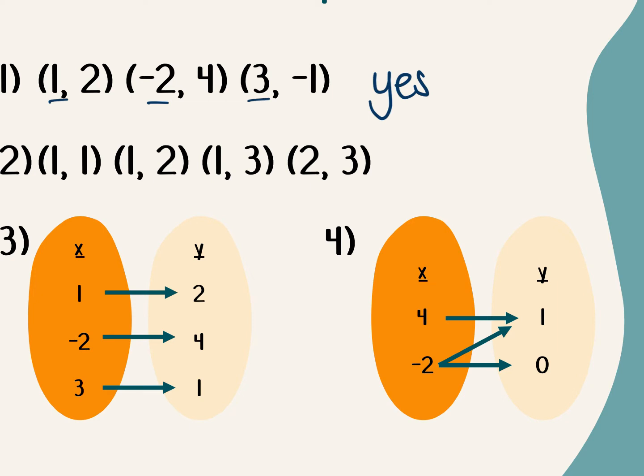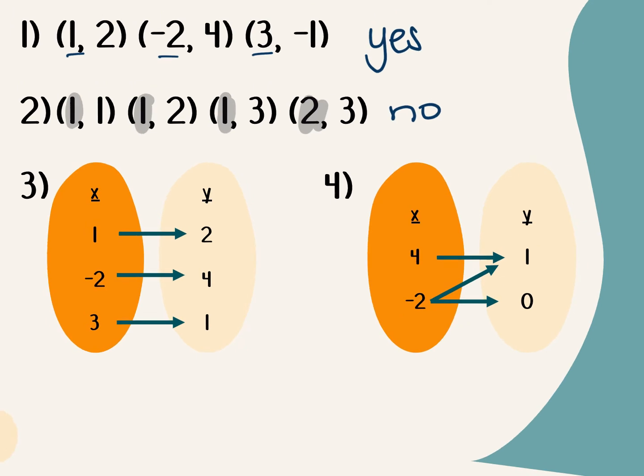Now go to number 2. Look at all the x values. Does the x repeat? Yes. Is the y different? Which means this is a no. So the x can't repeat with a different y. So you have a 1 with a 1, and then you have a 1 with a 2. You didn't even need the 1 with the 3. Already it's not a function.